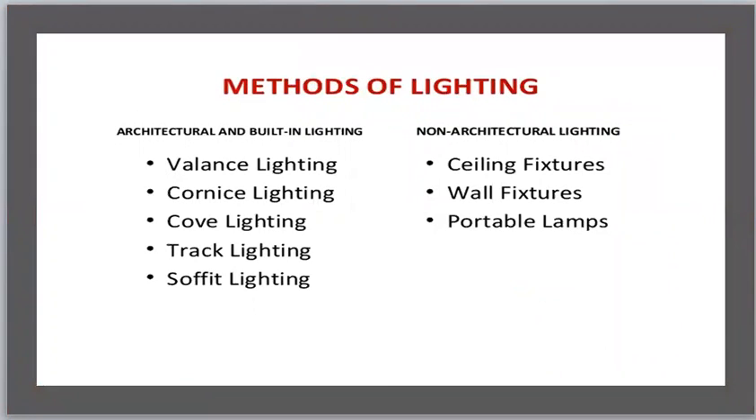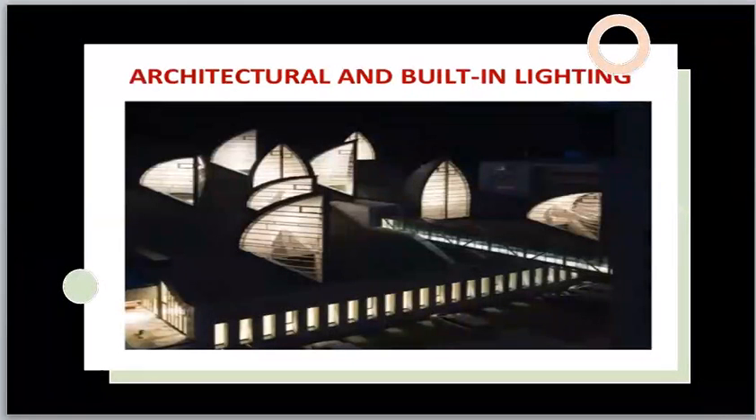The methods of lighting are architectural or built-in lighting, and the second one is non-architectural lighting. Under architectural and built-in lighting, we have valance lighting, cornice lighting, cove lighting, track lighting, and soffit lighting. And under non-architectural lighting, we have ceiling fixtures, wall fixtures, and portable lamps. So let us see what is architectural and built-in lighting.